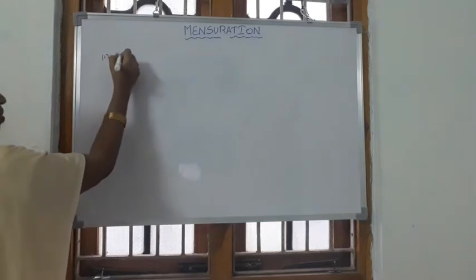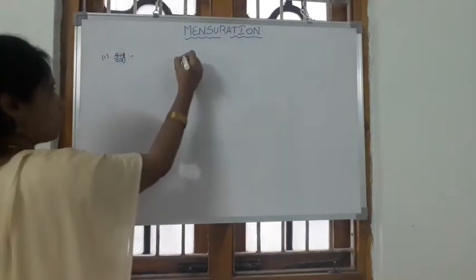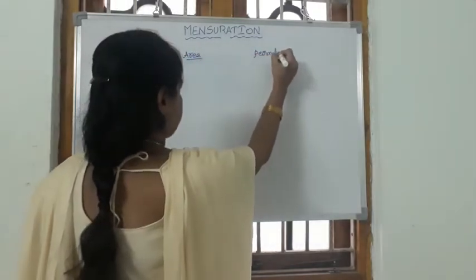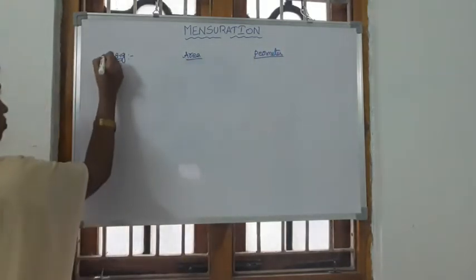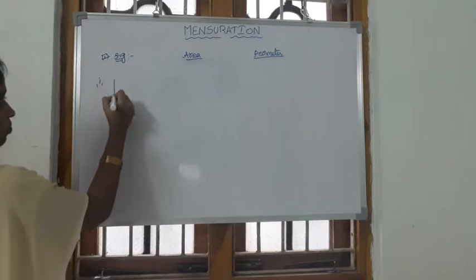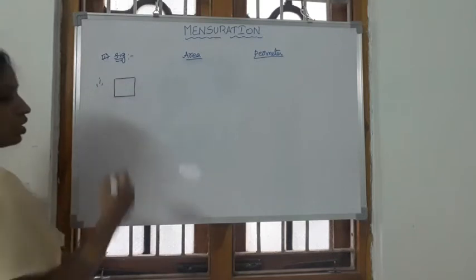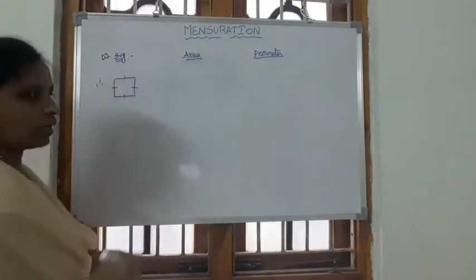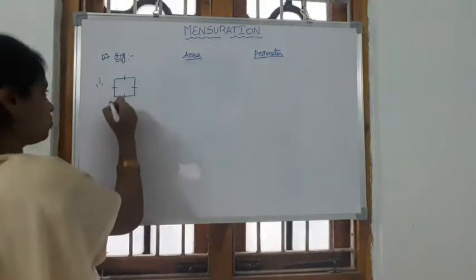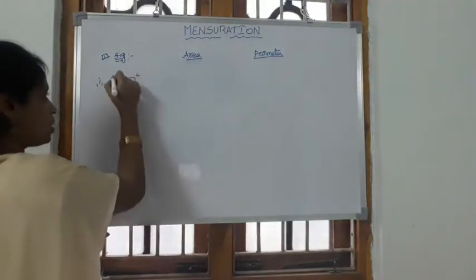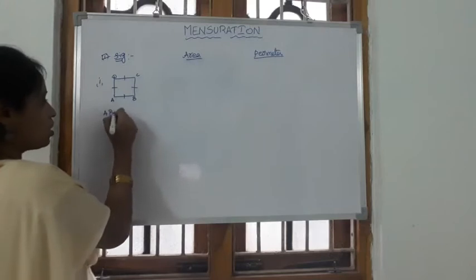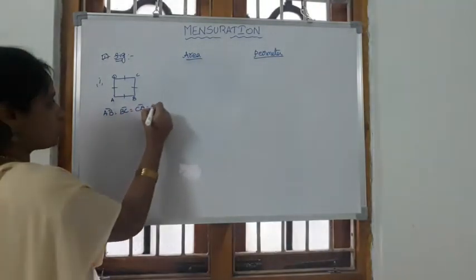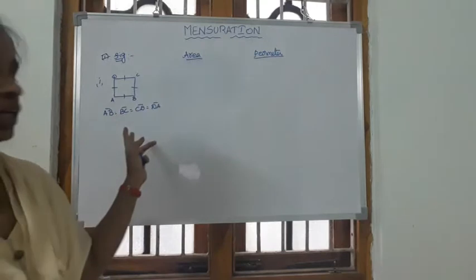First figure, area and perimeter. The first figure is a square. Square means all the four sides are equal in length and the two diagonals are equal in length. It is A, B, C and D. Here the length of AB is equal to the length of BC, equal to the length of CD, equal to the length of DA. All the sides are equal in length.